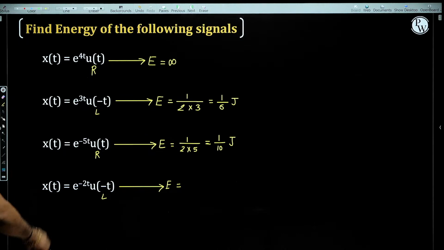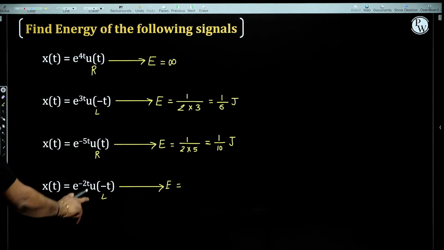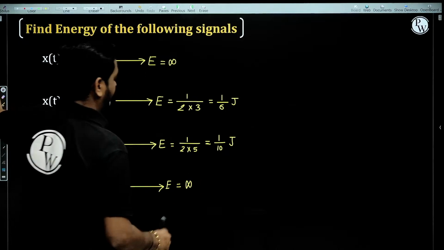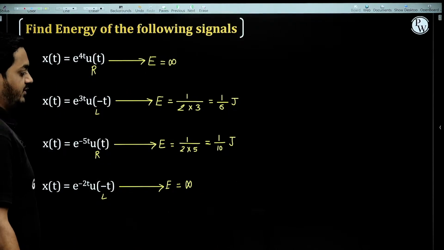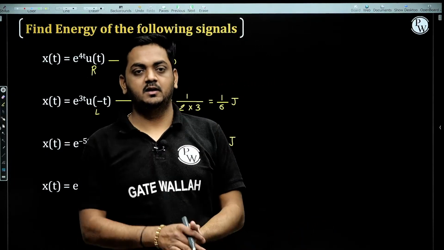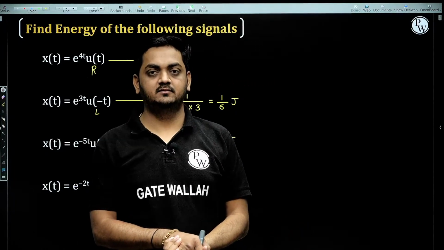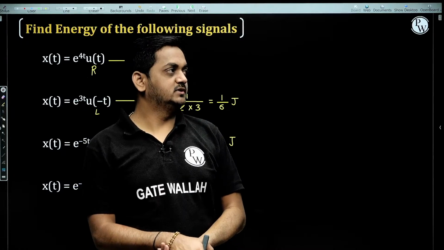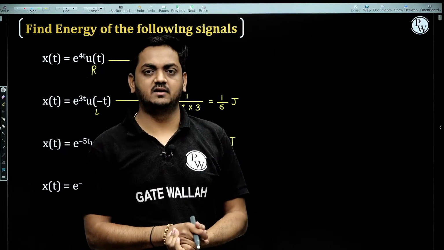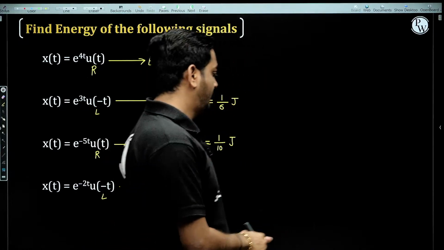So here, this is the left sided signal, but left side increasing function, so that's why energy will be infinite. This is clear to you people? This is clear to each and everyone? Done guys? Fine. So this is a simple way to calculate the energy of any signal, okay, any signal.